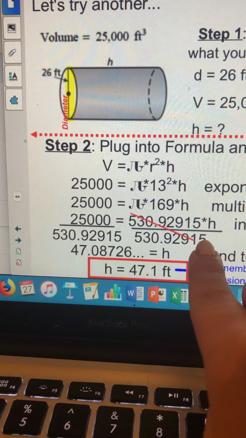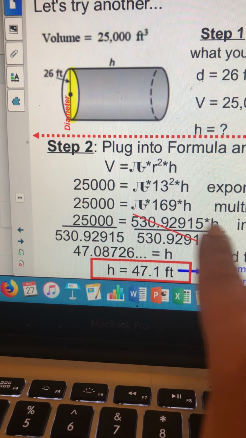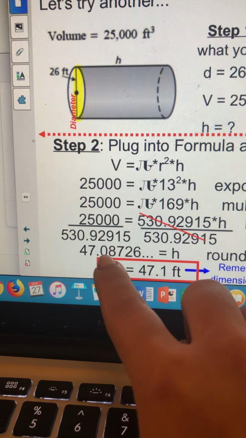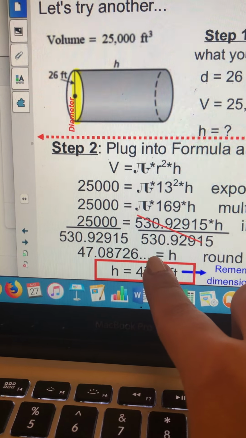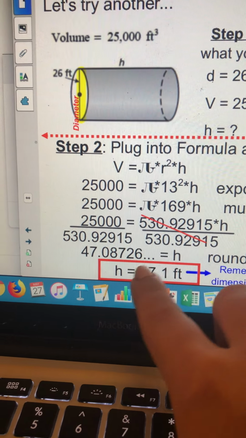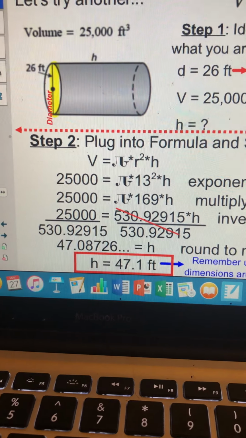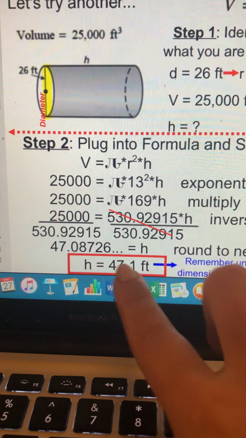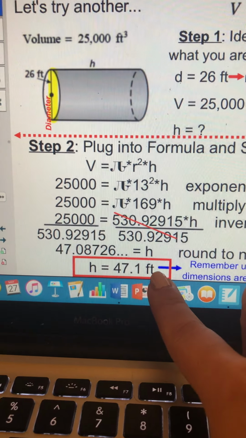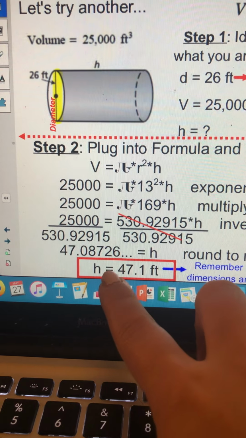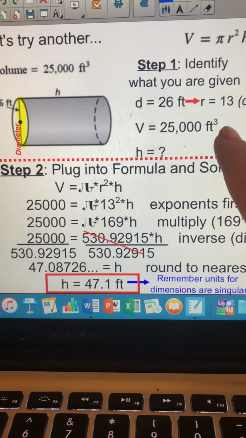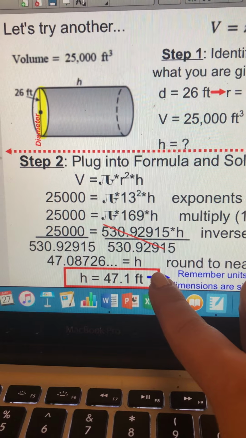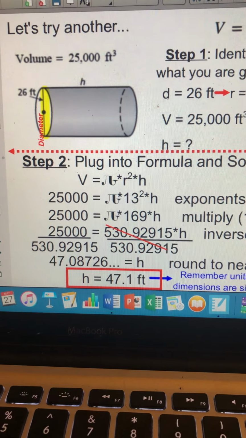I then divide to isolate my h. I divide the other side. I get this long decimal that'll go on, equals h, and then I just round to the nearest tenth. Again, notice my unit is singular because we are only finding the height. Whenever you find volume is when you put it to the third power. For a simple dimension, you use a singular unit.